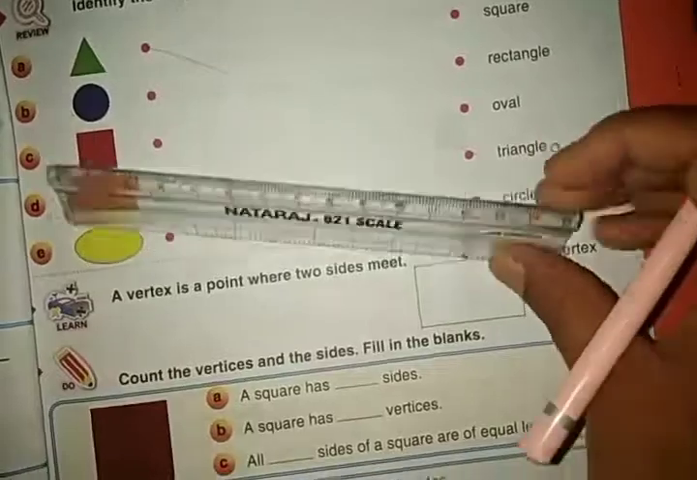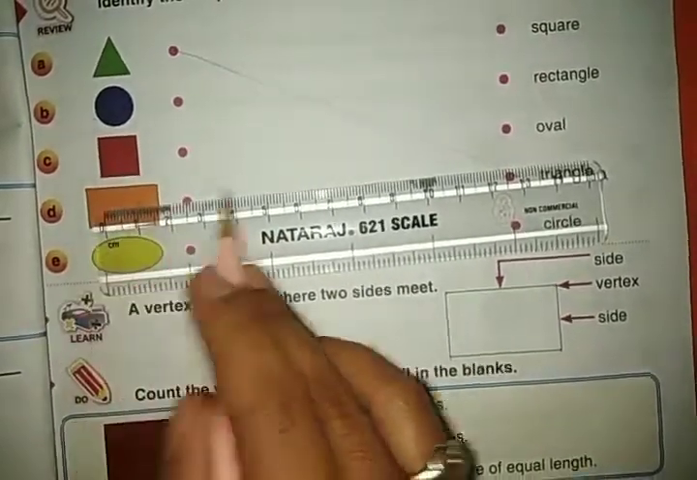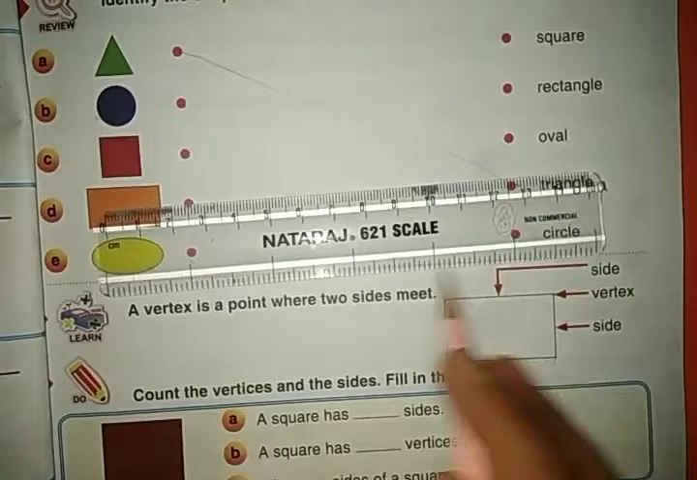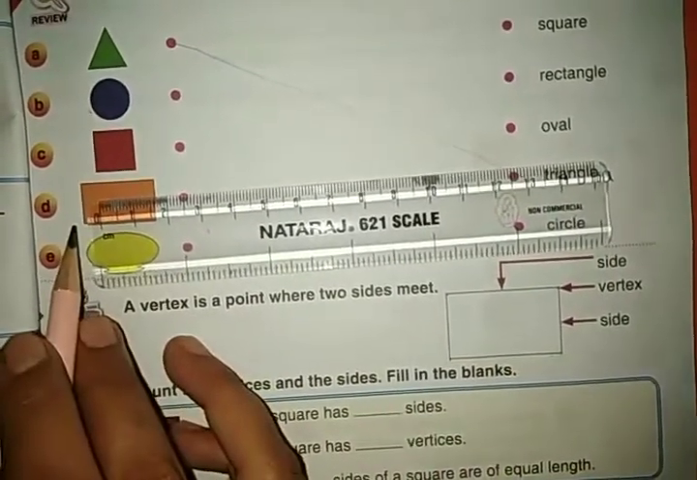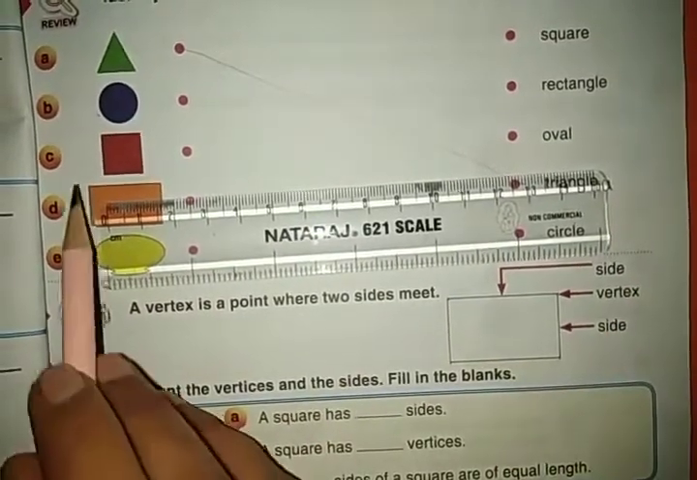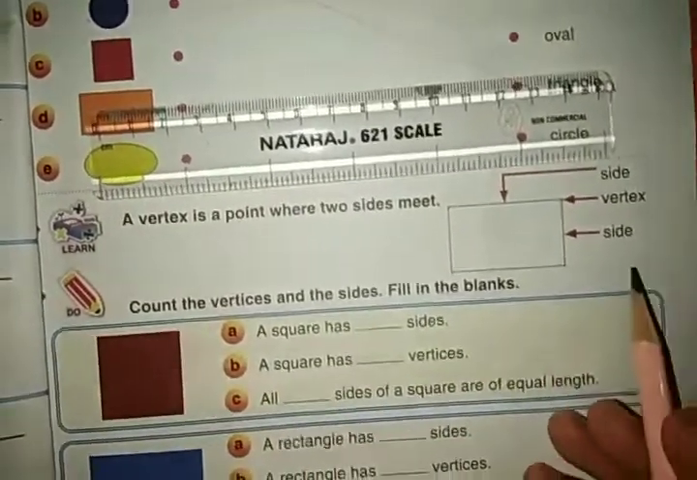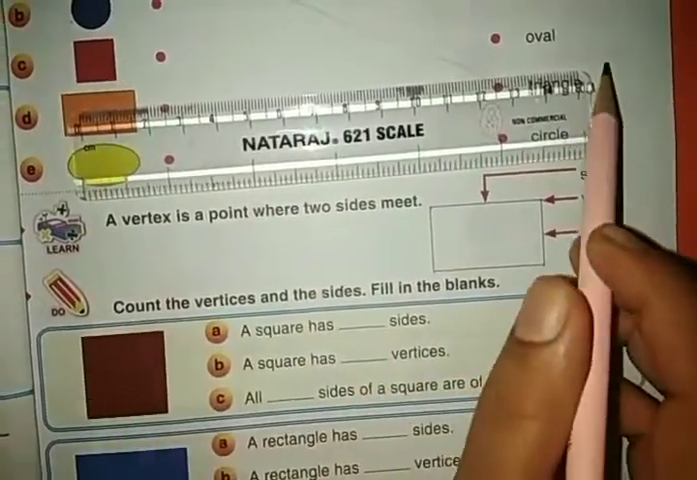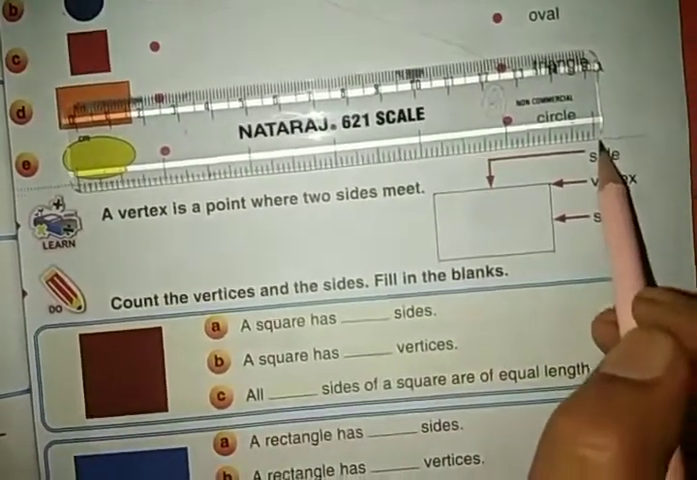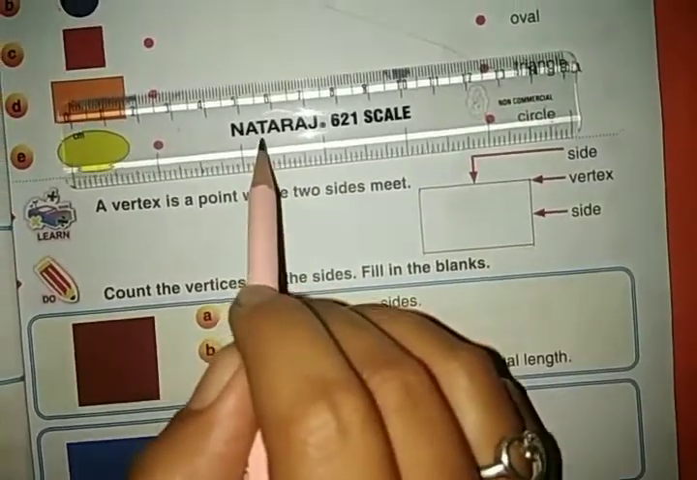Okay, see here children, this scale, which shape is it? It is a rectangle shape. Yes, see here, this is one line, this is second, third and fourth line. Yes, and these lines are called sides. Yes, and the points where two lines meet is called vertices. And now this rectangle has four sides and four vertices. Yes, it has four sides and four vertices, and this scale is example for rectangle.